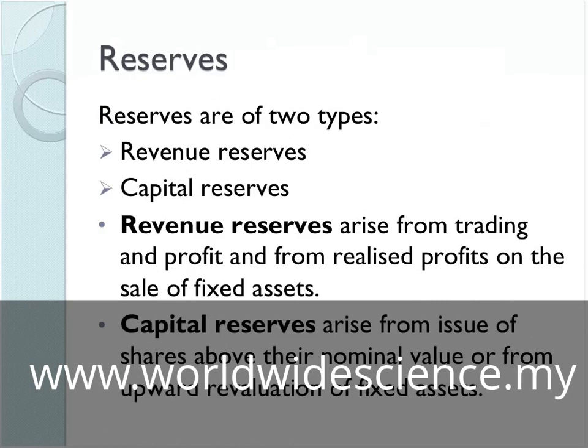So we have two types of reserves, the revenue reserves and the capital reserves. The revenue reserves arise from the trading profit and from realized profit on the sales of fixed assets. So they realize it from the revenue. And the capital reserves arise from the issue of shares above their nominal value or from the upward revaluation of fixed assets. Capital reserves arise from the shares, which means any company can issue shares and sell them. And the margin between the nominal value and the sale value gives us the capital reserves, right?